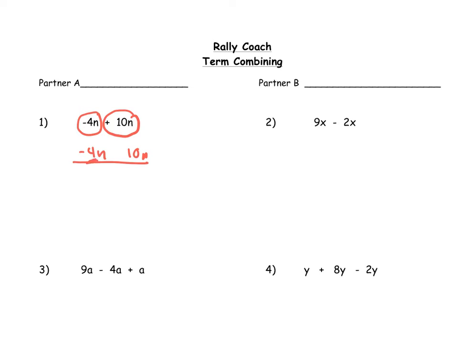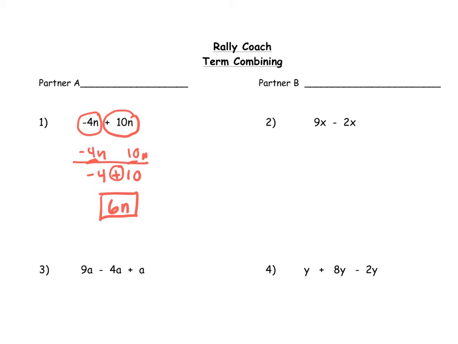The part that we need when we're combining terms is actually just the coefficients. That's the number in front of the variable. And since we're combining terms, I'm going to add them. So the answer is 6, and I have to remember that these are both n terms, so the answer is 6n. This started out as a binomial, which means two terms, and now I have a monomial, which is one term.